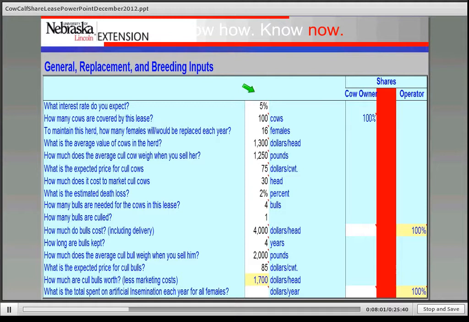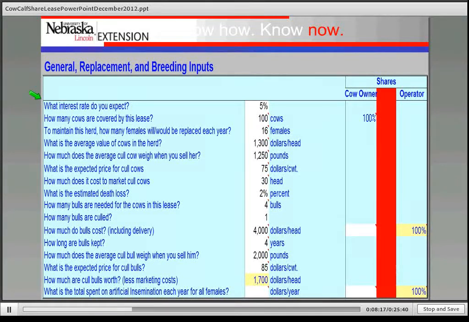Let's just walk through some of these lines to show what we would maybe want to think about as we put input into the spreadsheet. First, I think, is what interest rate do you expect to use? As I work with producers, obviously interest rates right now are at historic lows.